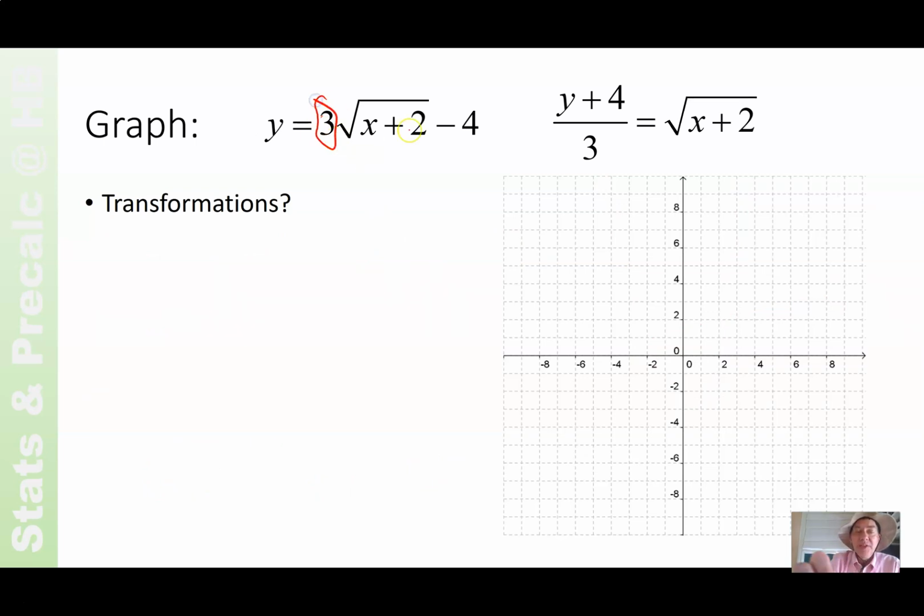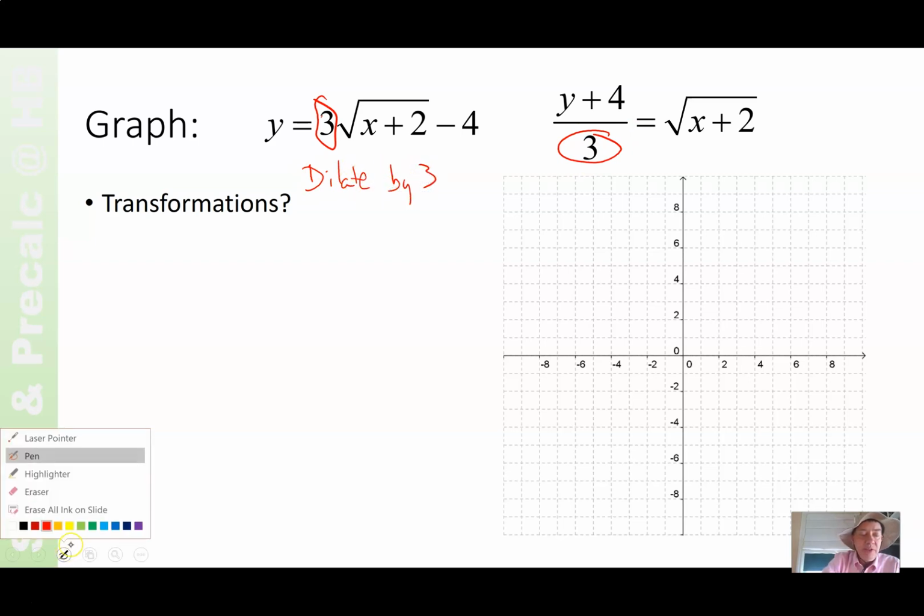We have a dilation. We've got a square root function and we're doing a lot of stuff to it. Dilating vertically by 3. And we are also moving that left 2 and down 4.